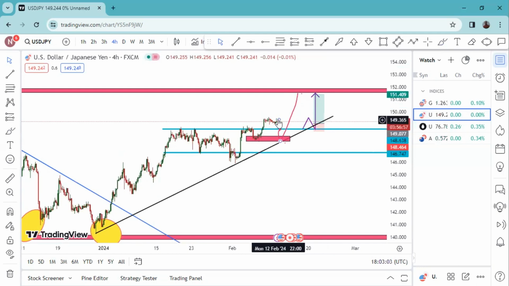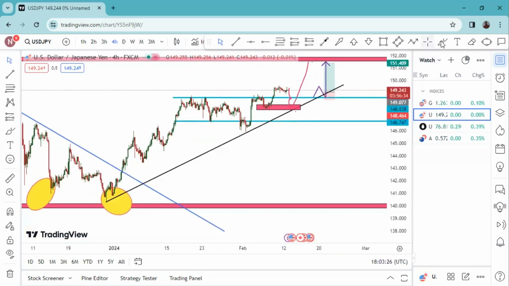Or I can also take a buy if the market comes to this blue line, then shows me a bullish candlestick, then I will take a buy from this upper side. But if it breaks this line, comes to this box, red box, shows me a bullish sign, breaks my counter trend line, then I will take a buy from there.